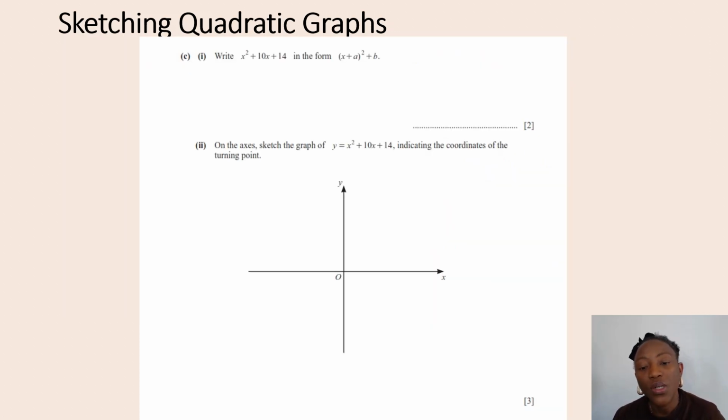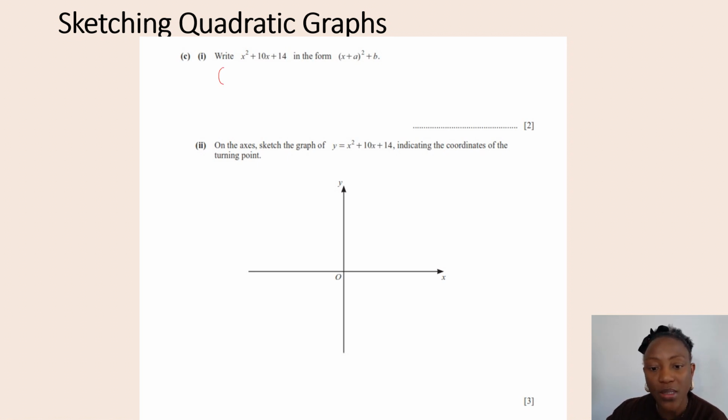Now, this question says write x squared plus 10x plus 14 in the form x plus a all squared plus b. Whenever you're told to rewrite a quadratic in this form, you're being asked to complete the square on the quadratic. So let's try to complete the square of this quadratic. Now, how do you complete the square?